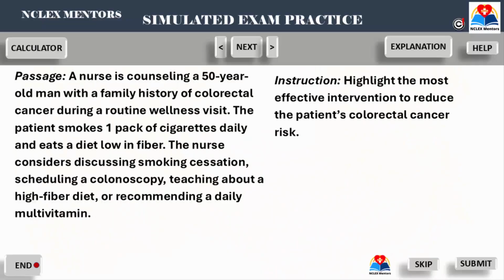A nurse is counseling a 50-year-old man with a family history of colorectal cancer during a routine wellness visit. Here's what we know. The patient smokes 1 pack of cigarettes daily. His diet is low in fiber. Now, the nurse is considering a few possible interventions. Discuss smoking cessation. Schedule a colonoscopy. Teach about a high-fiber diet. Recommend a daily multivitamin.